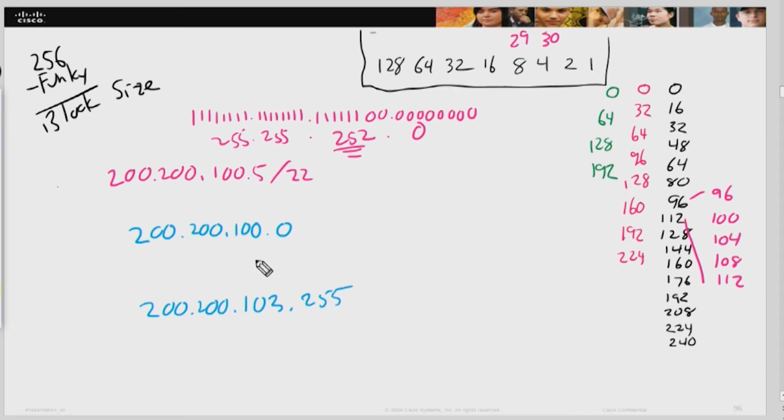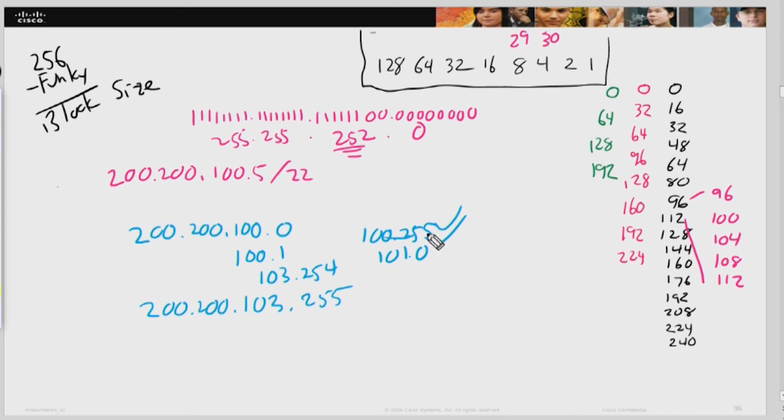What's my valid range of addresses? 200.200.100.1 through 200.200.103.254. 100.1, 100.100, 100.200, 100.255, okay? Yep. 100.255, that's an okay address. It's in the middle of the range. 101.0, sure, these are all okay, fine, perfect, yep, okay, got it, no problem. 101.200, 101.255, sure. 103.0, sure.